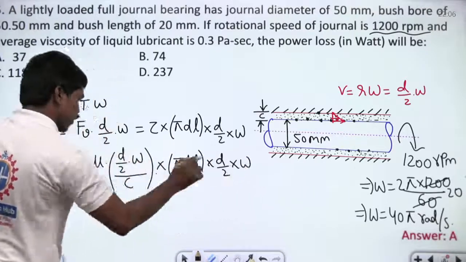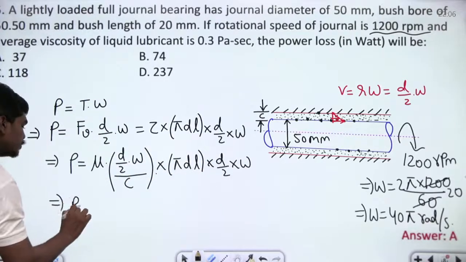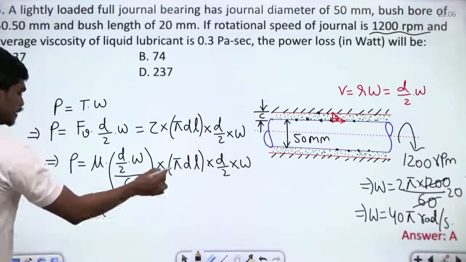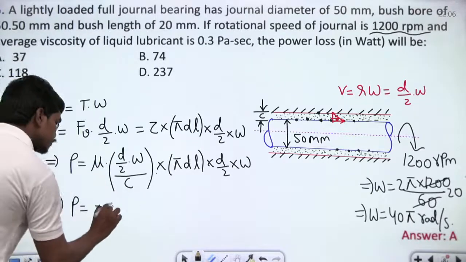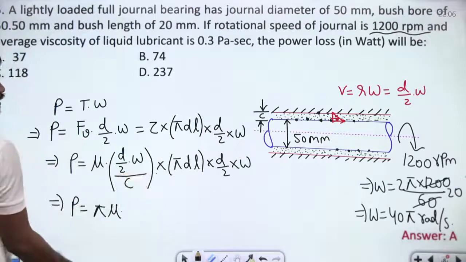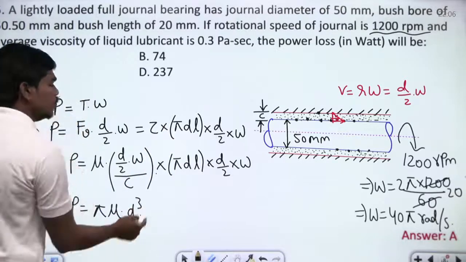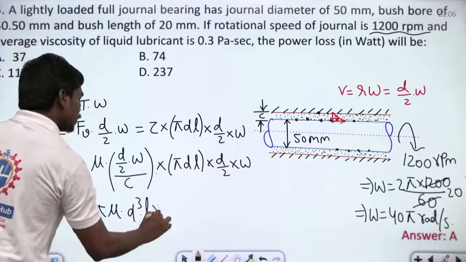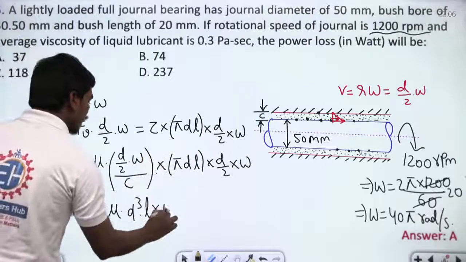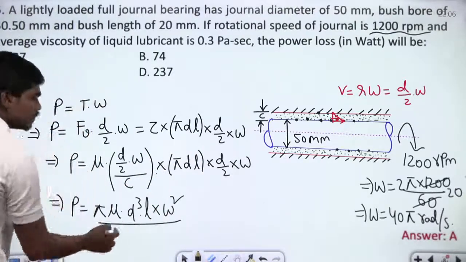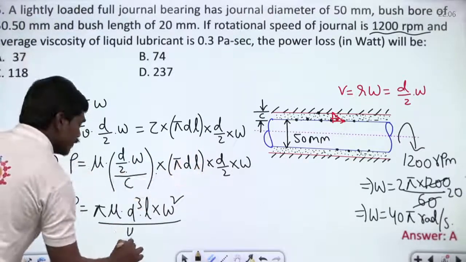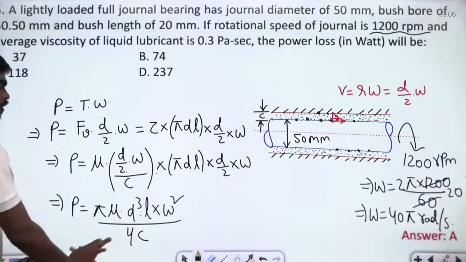So let us write a formula for this. P is equal to pi mu, then there are 3 d's, so d cubed, into there is one l, into how many omegas are there? There are 2 omegas, so omega squared, divided by 2 into 2, 4c. We have 4c in the denominator. So this is the formula that is with us.